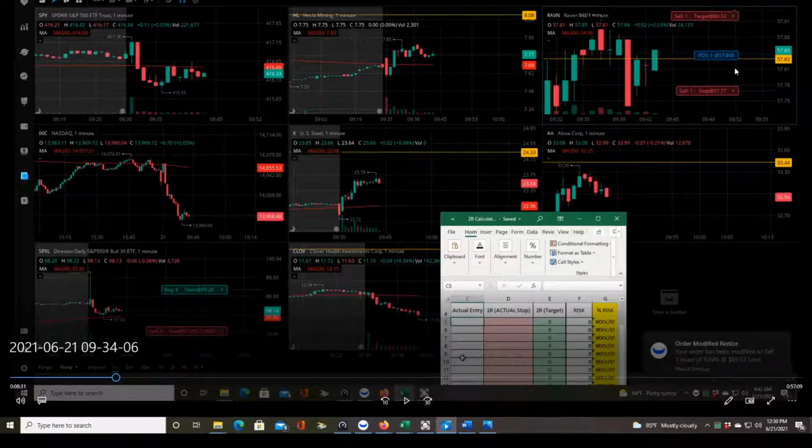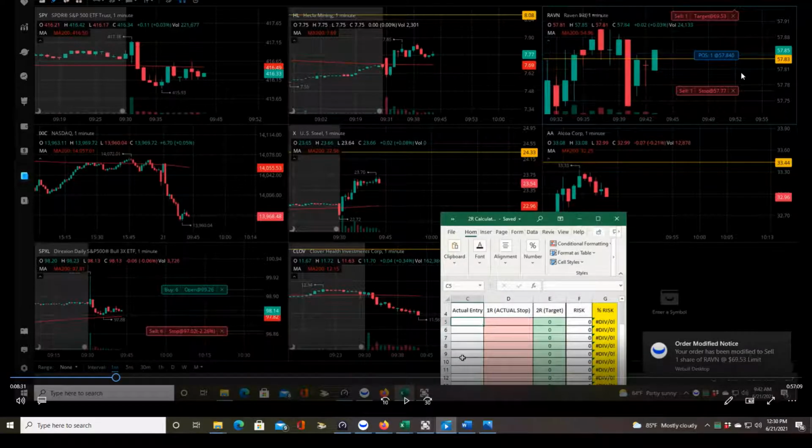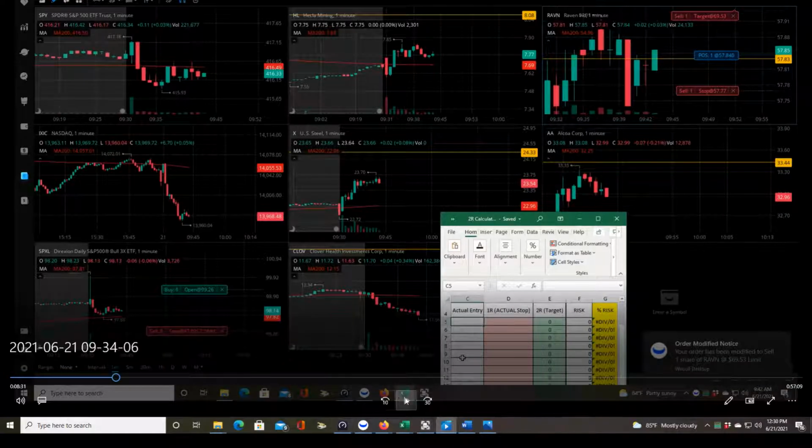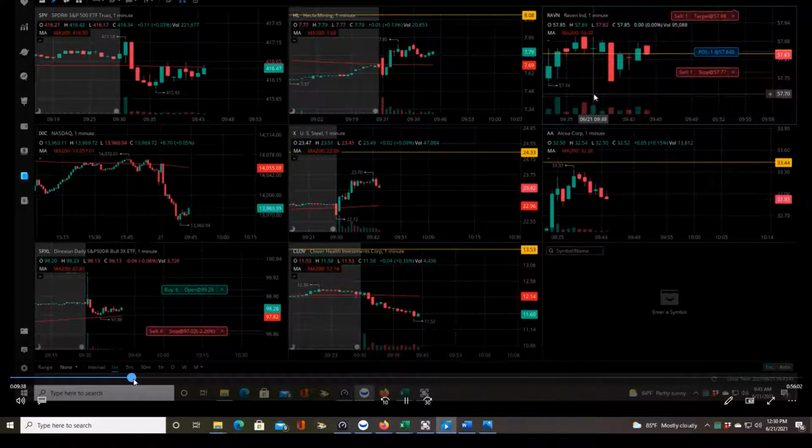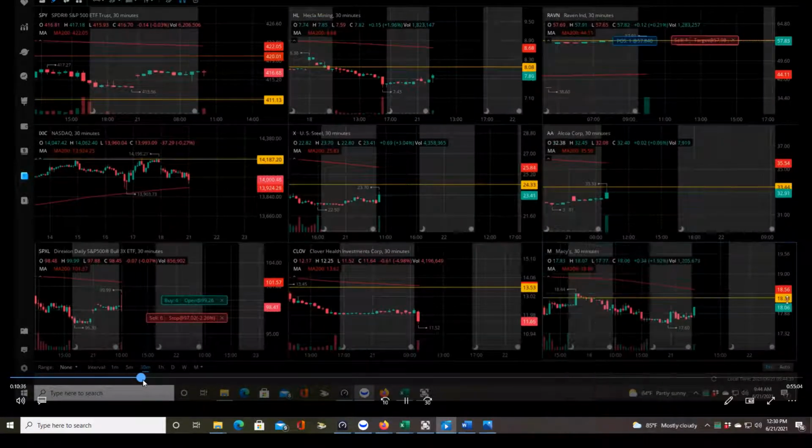I'm only trading one share, so I'm not really concerned with P&L one way or the other. I'm just trying to prove the win rate of this strategy, and it only needs to be a 33% win rate to be break even. So anything better than that shows that the strategy will work no matter what your position size is.